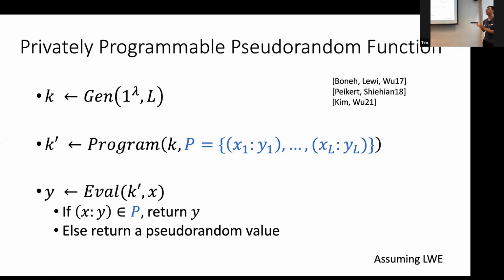Basically, we can manually control some of the outputs of the pseudo-random function. We have multiple point-value pairs, and we simply program them into the key. After the programming, we generate a new key, k prime. What happens if we evaluate on this new key k prime? If your evaluation point has been programmed before, it's going to output the programmed value. Otherwise, it's going to return the original pseudo-random value. So in some sense, you can manually control the output of some points in the pseudo-random function. So it seems very, very powerful.